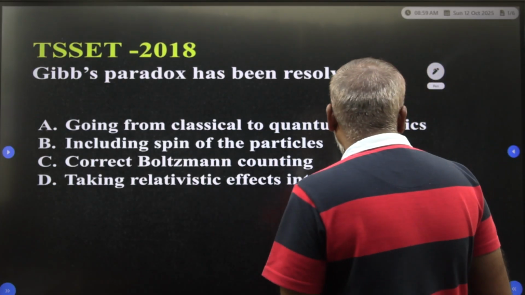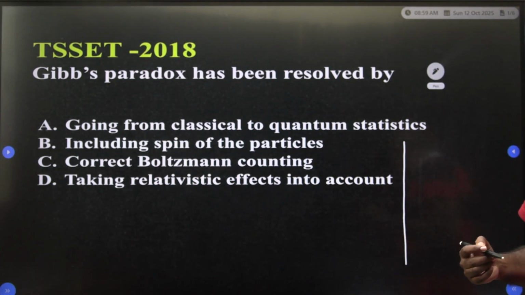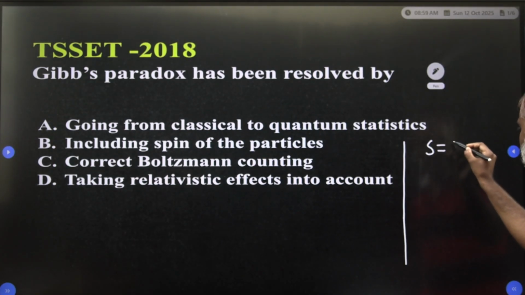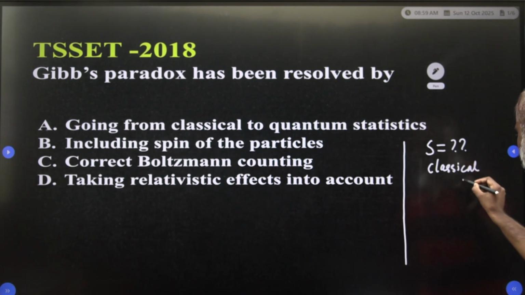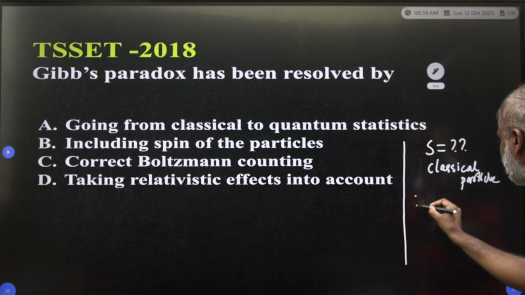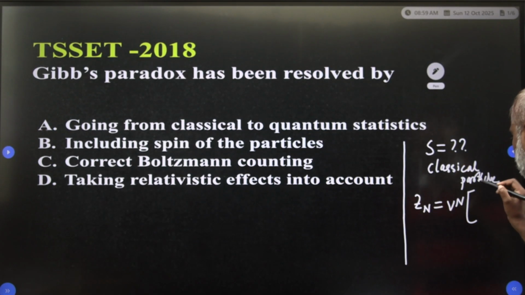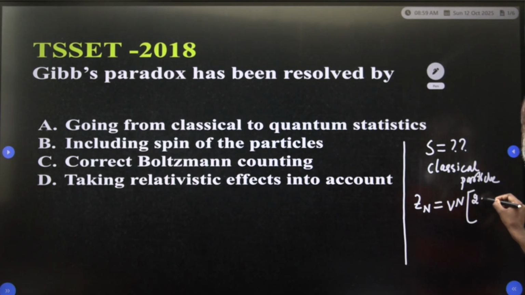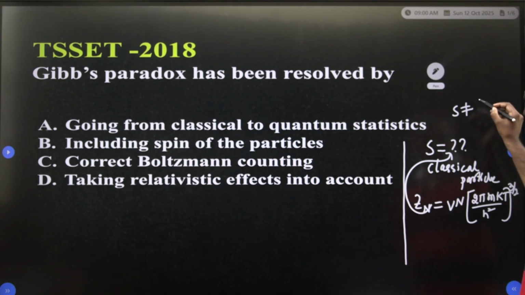How is it resolved? Suppose you take the theory, you come to know. According to the theory, you have to take your entropy S. For a classical particle, for an ideal gas, the partition function Zn is equal to V to the power of n into (2 pi mkT divided by h square) all to the power of 3 by 2. This is the partition function. So for a classical particle, if you substitute and calculate S, S dash is not equal to 2S, it will come.